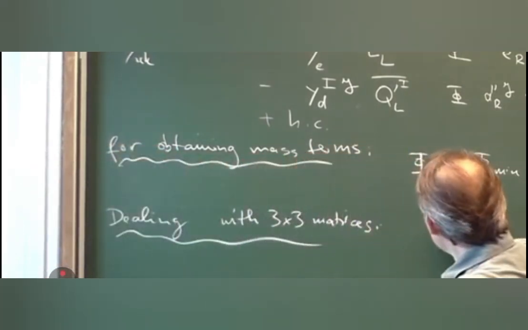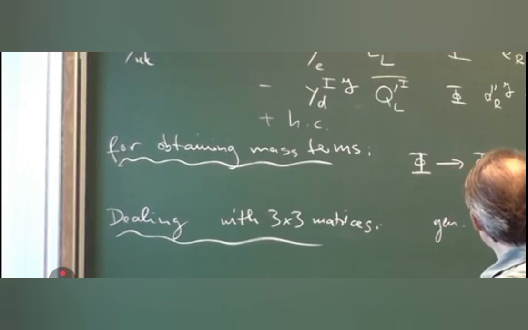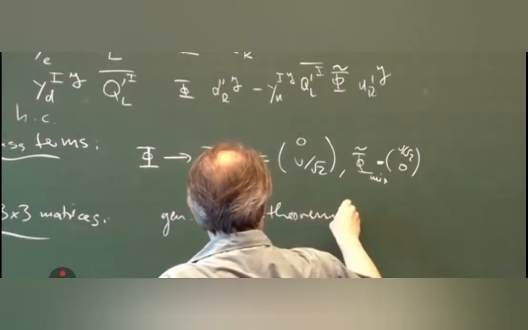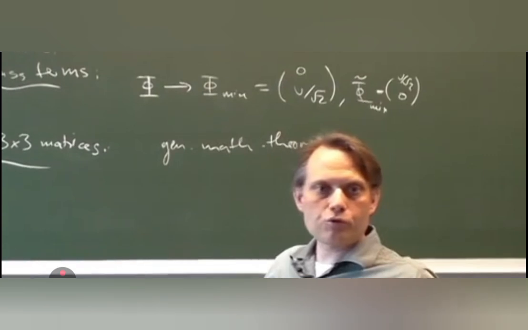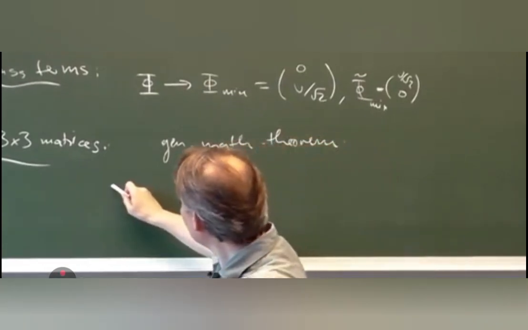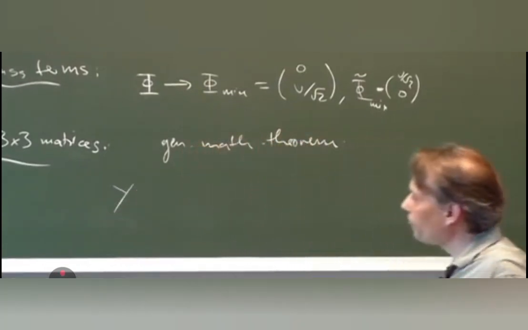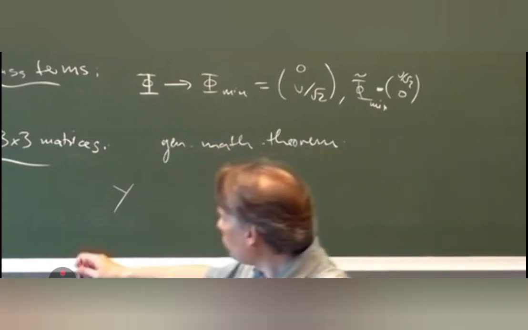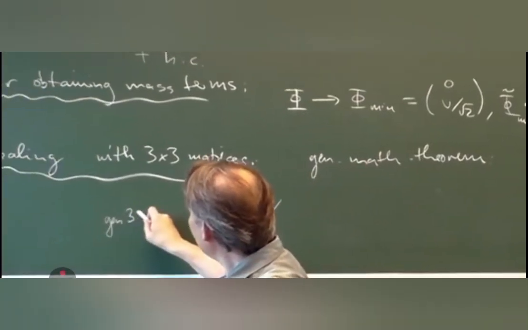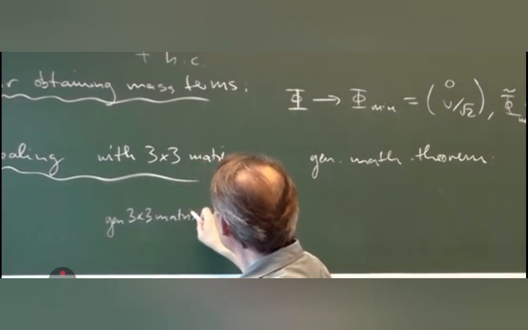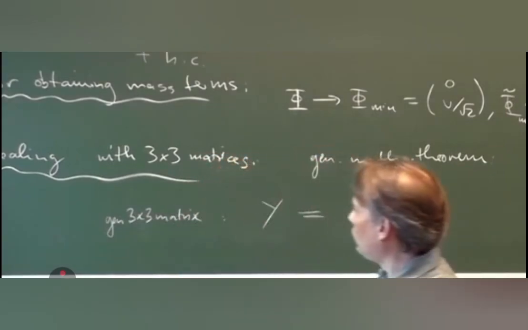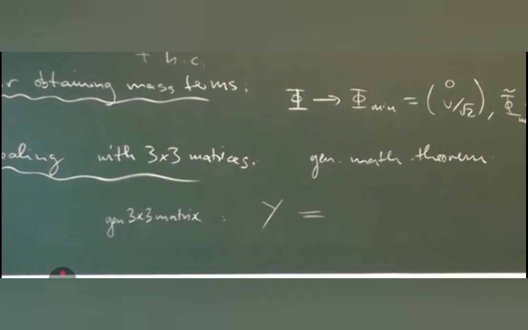So there is a general mathematical theorem, namely if you have a general 3x3 matrix Y, then a general 3x3 matrix can always be written as a product of a unitary and a Hermitian matrix. That is the same as a general complex number can be written as a real magnitude times a phase.